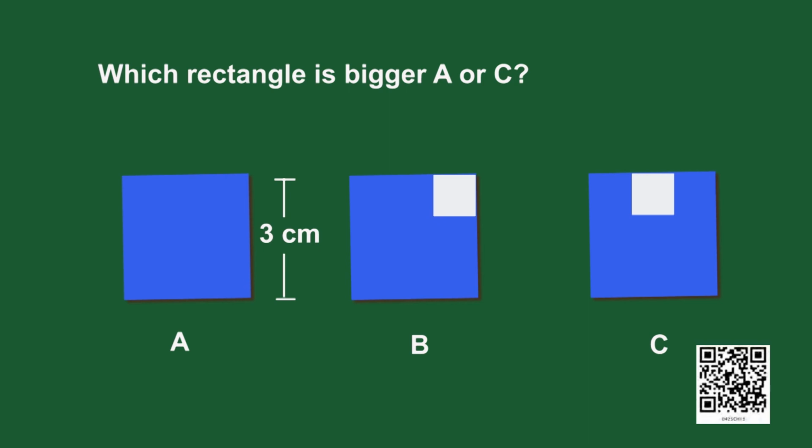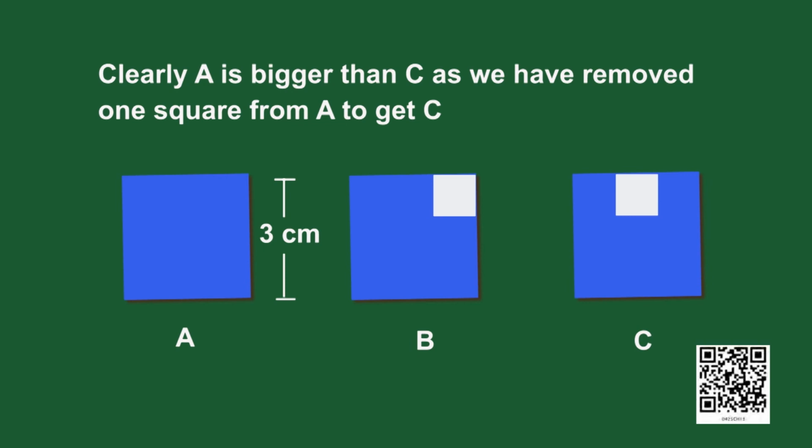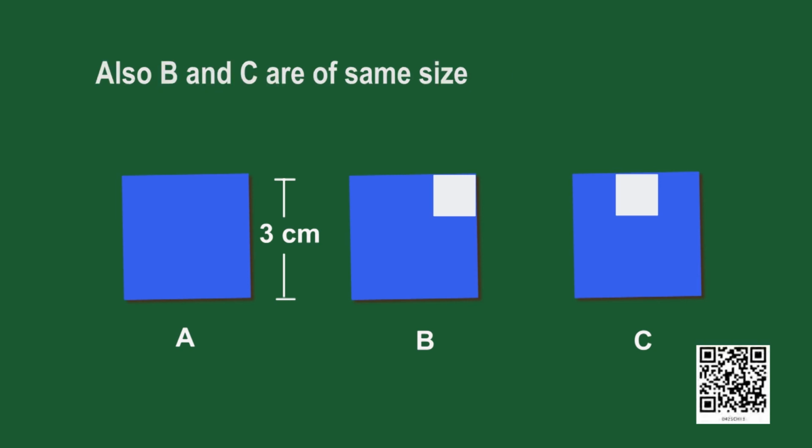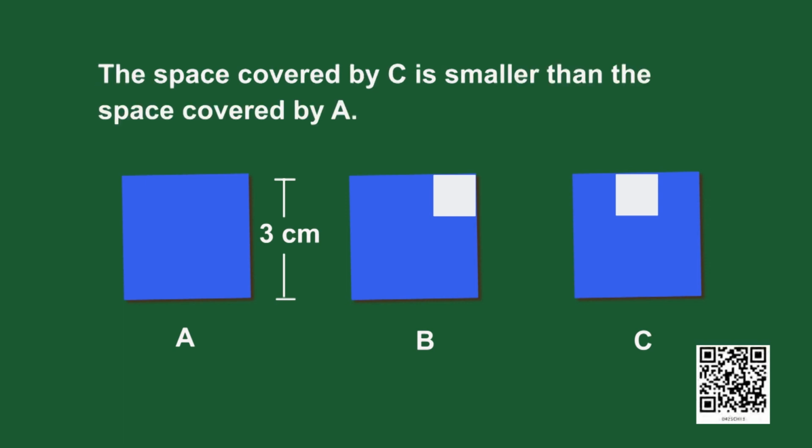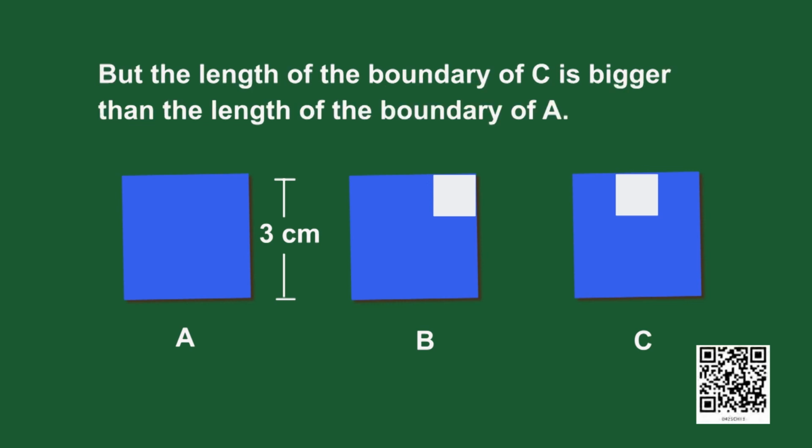Which rectangle is bigger, A or C? Clearly, A is bigger than C, as we have removed one small square from A to get C. Also, B and C are of the same size. The space covered by C is smaller than the space covered by A. But the length of the boundary of C is bigger than the length of the boundary of A.